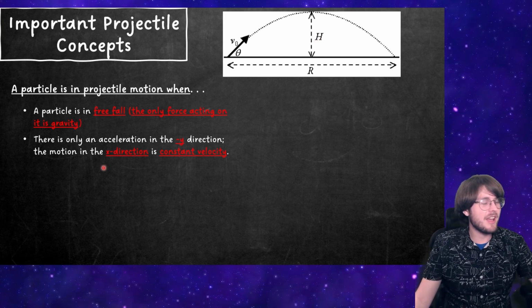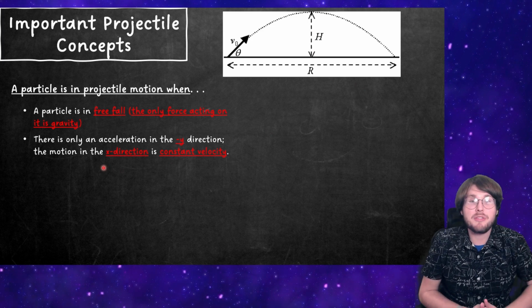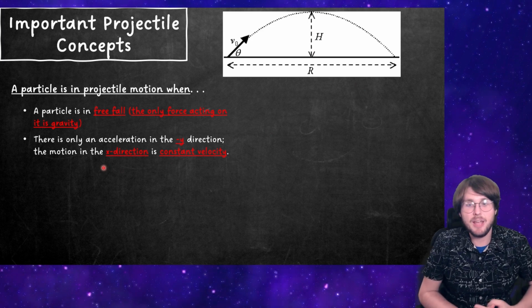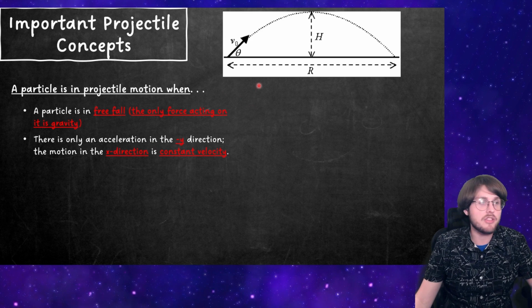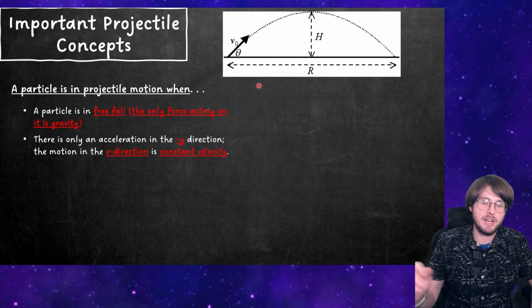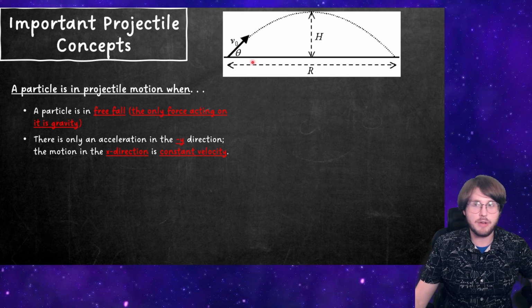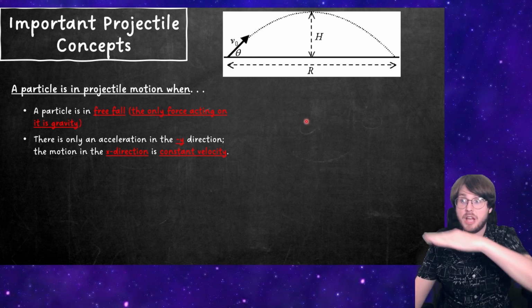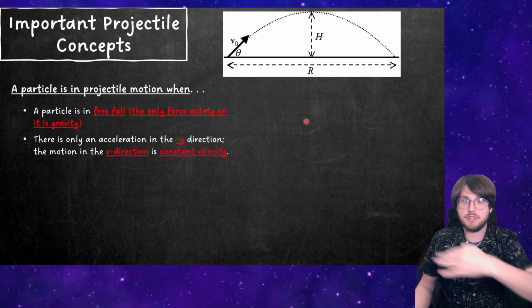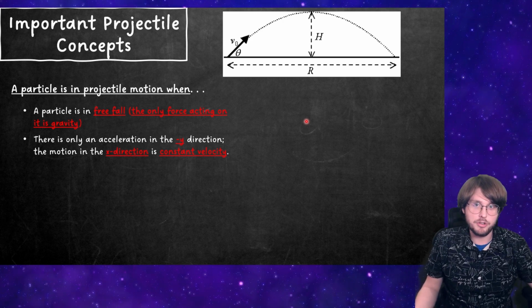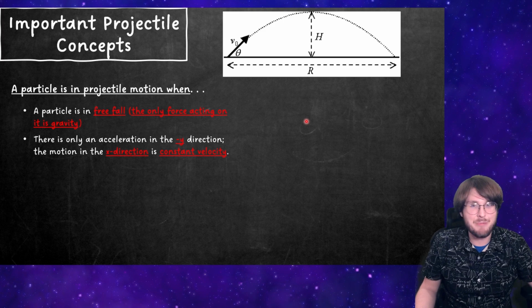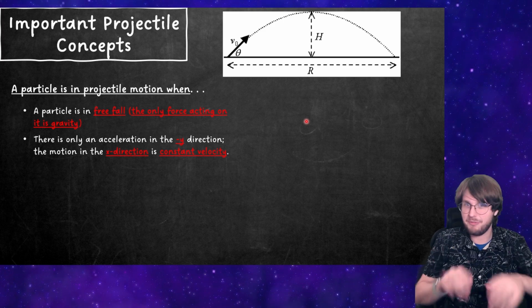And finally, really the important one to remind yourself of, because it saves you a lot of time, is that the motion in the x direction is constant velocity, meaning that whatever this thing launches with, v naught in the x direction, it is going to stay that velocity for the entirety of the flight in our perfect little physics world. In the real world, that doesn't happen because of air resistance, but let's not go there.